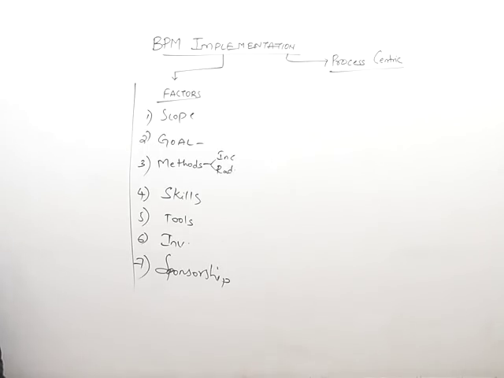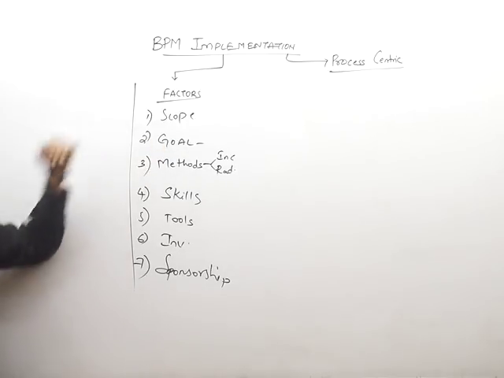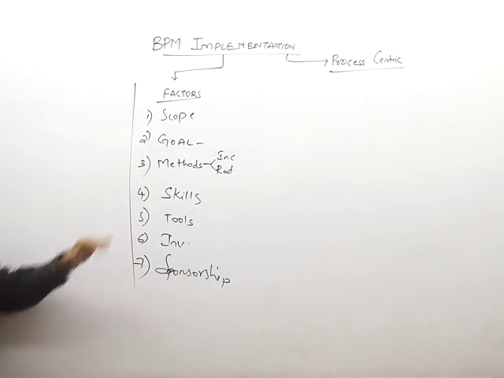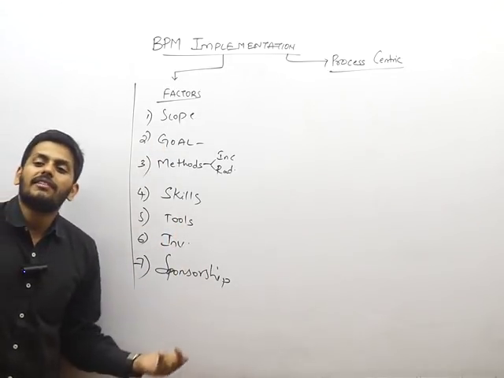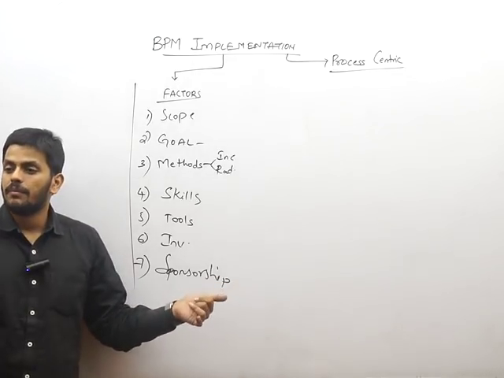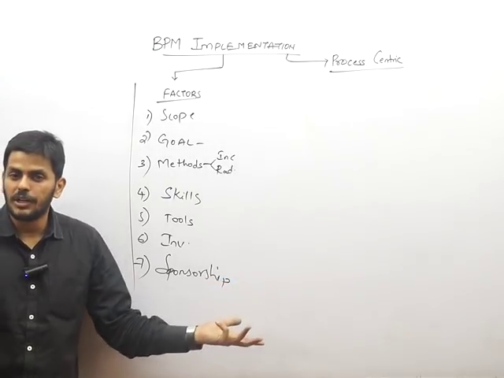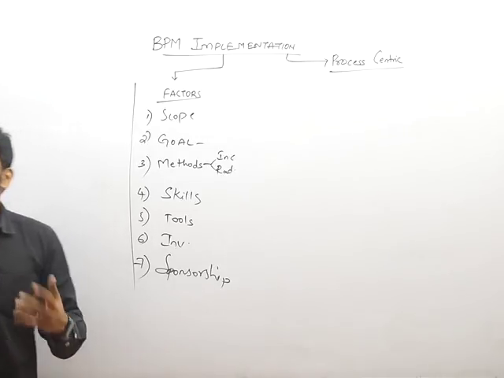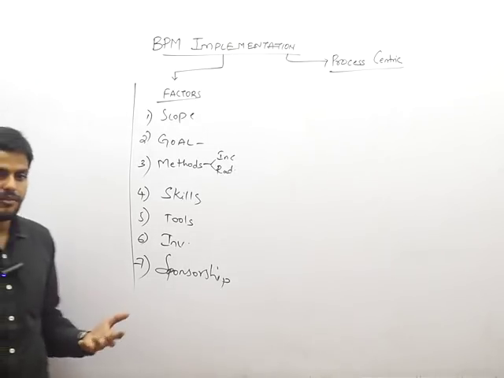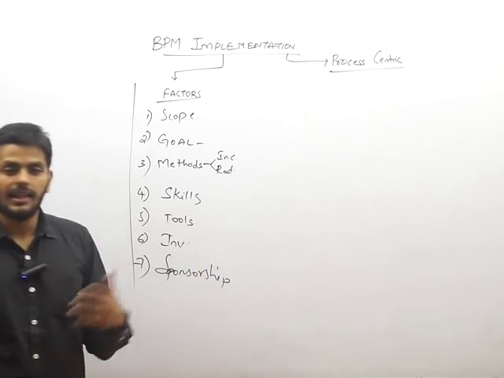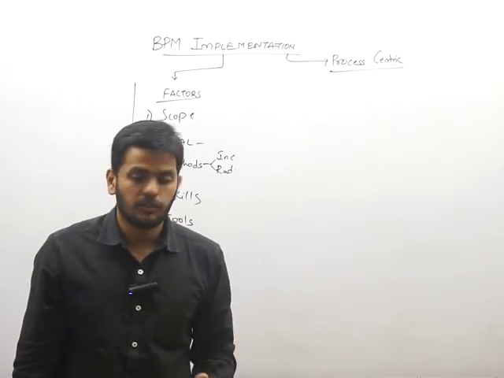Please read that small table once again. What is the scope? What is your goal? What methods should you follow? What skills are required? What tools are required? What investment is required? Money, time, training. What is the investment that you need to put in to improve the process? And what is the sponsorship that you are looking at? From which level? And the answer is all levels. You are looking for sponsorship.